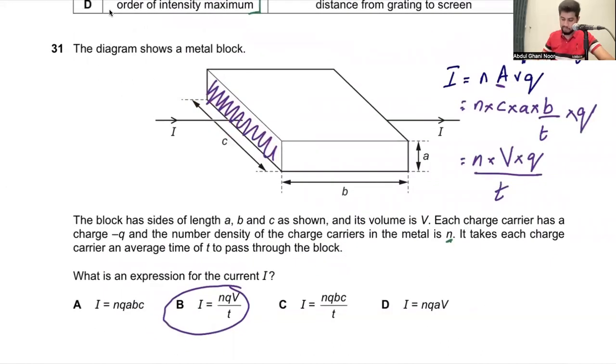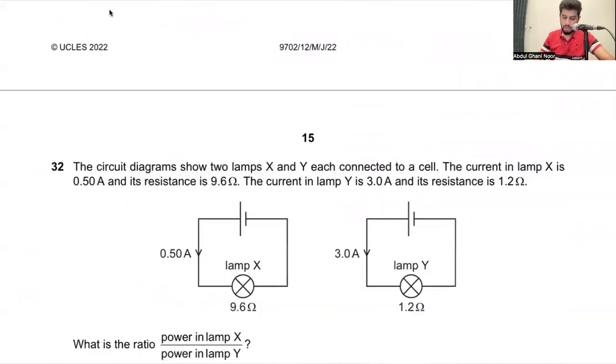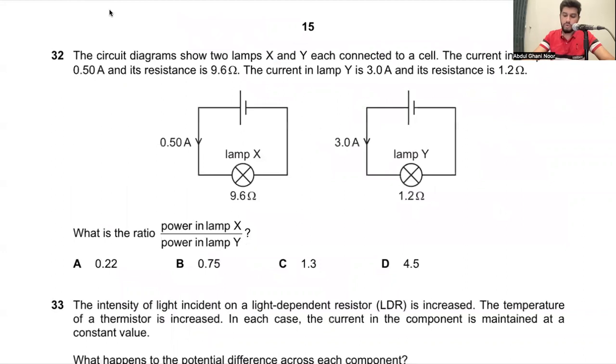Moving on to question number 32. The circuit diagram shows two lamps X and Y, each connected to a cell. The current in the lamp X is 0.5 amperes and its resistance is 9.6 ohms. The current in lamp Y is 3 amperes and its resistance is 1.2 ohms. What is the ratio of the power in lamp X to the power in lamp Y?